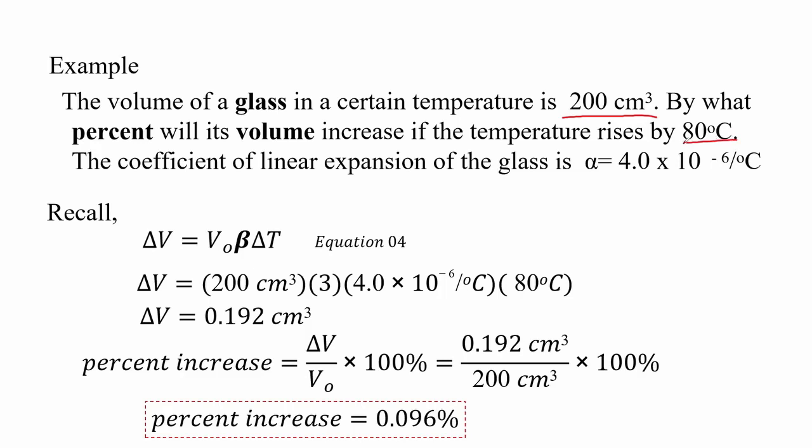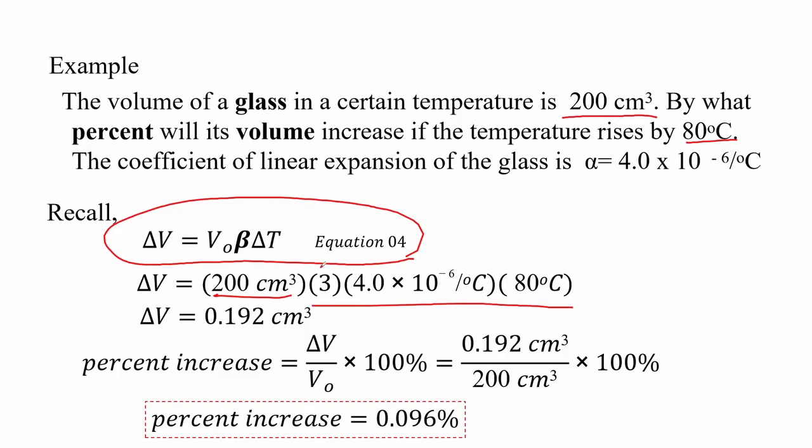The coefficient of linear expansion of the glass is alpha equal to 4 times 10 to the power of negative 6 per degree Celsius. We recall the equation for volume expansion and substitute the given values and solve for the change in volume, which is about 0.192 cubic centimeters. To get the percent increase, we take the ratio of the change in volume over the initial volume times 100%. We get that when the glass is heated it expands by about 0.096%.